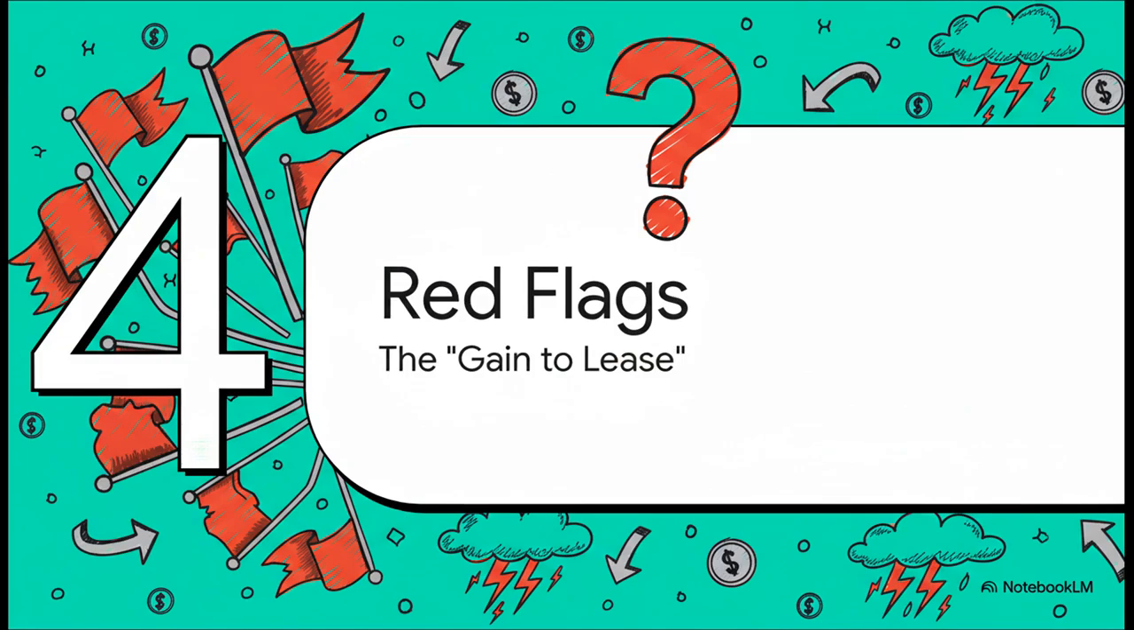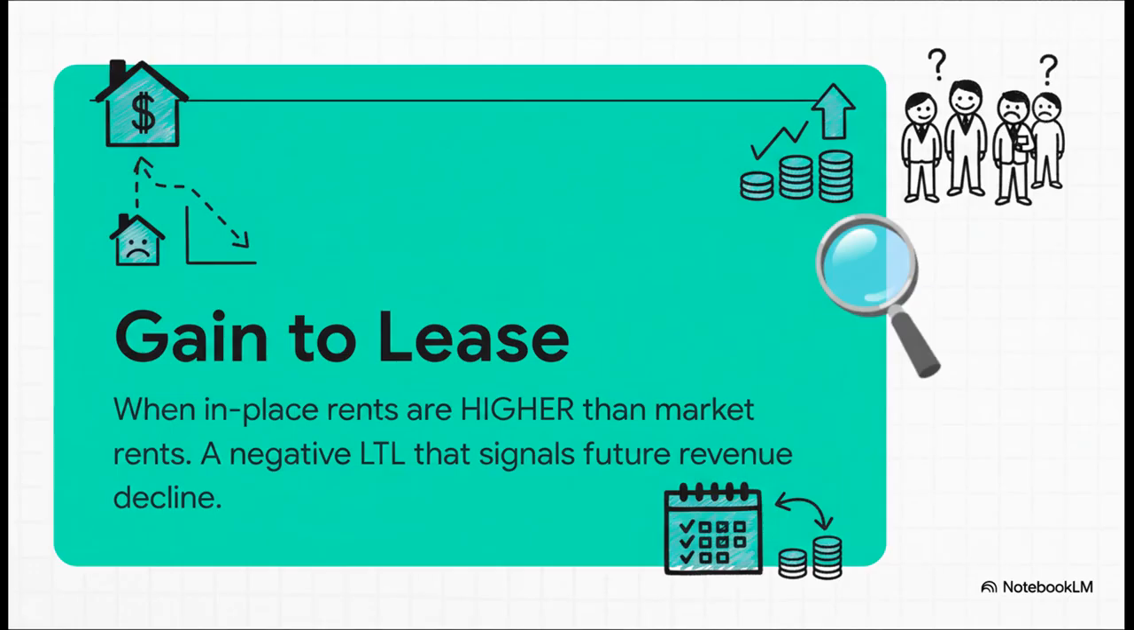And we've got to start with the single biggest, baddest warning sign you can possibly find. It's a weird-sounding concept, I know, but it's called gain to lease. And if you see this on a report, alarm bells should be screaming in your head. So what is gain to lease? Well, it's basically a loss to lease in reverse.